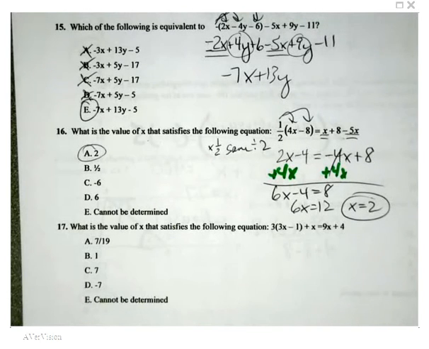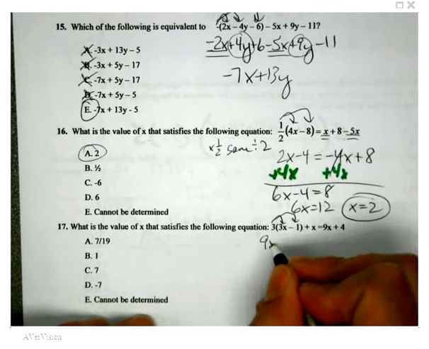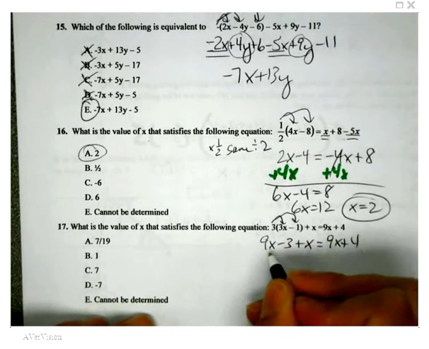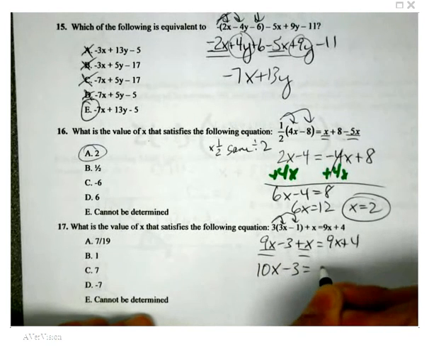Because again, I could just substitute. But again, I like being able to show off my math skills. So I'm going to go ahead and distribute. I'm going to combine like terms. Notice I'm not doing this in one step.